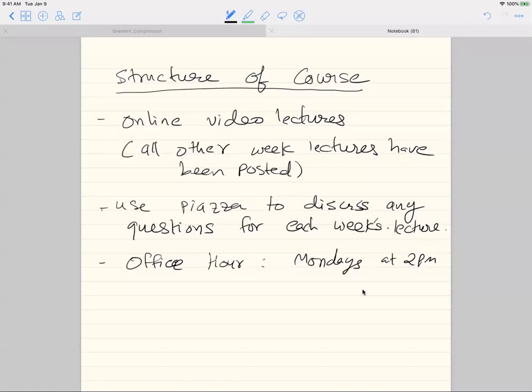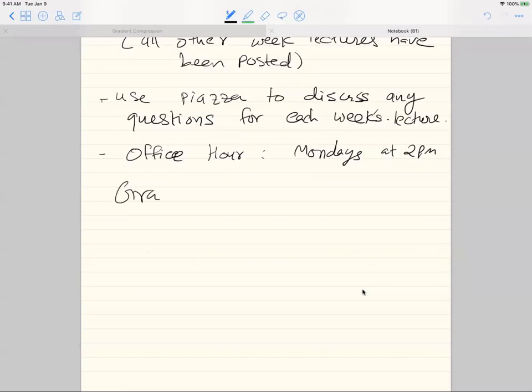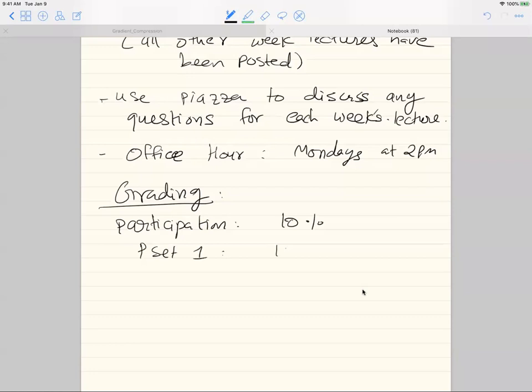In terms of grading, in this semester, there will be participation grades, which is worth 10%. Depending on how active you are on Piazza or during office hours and ask questions, that will count toward 10% of your grade. There are 2 problem sets that are already posted along with the due dates, and they are each 20%.